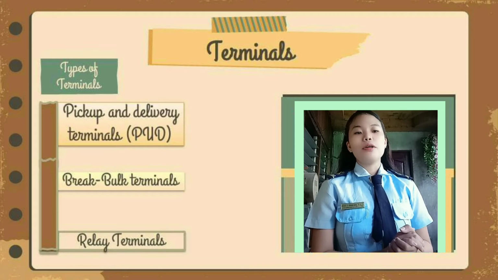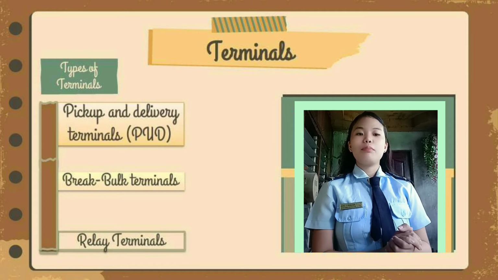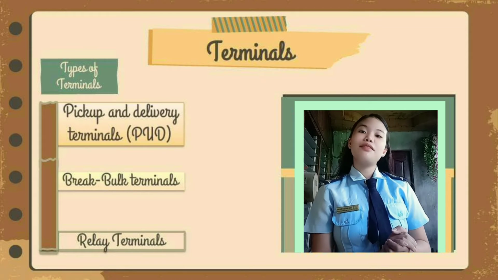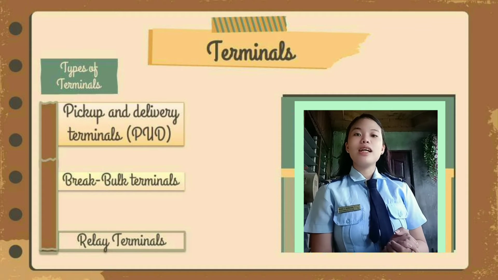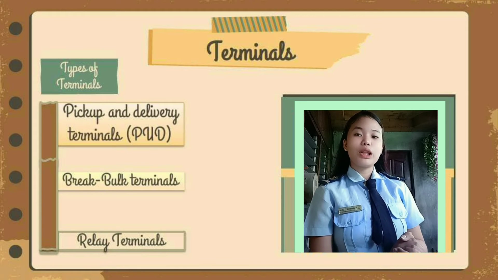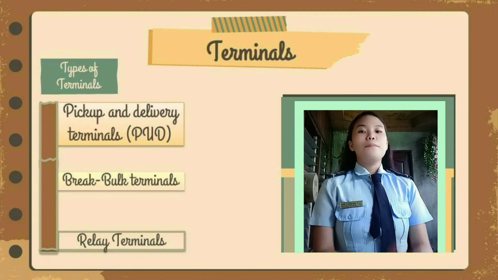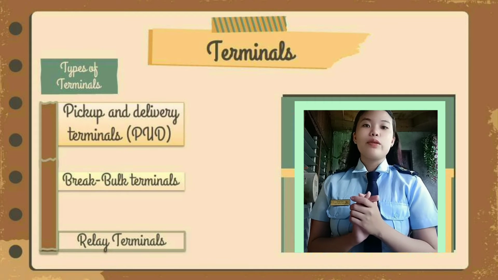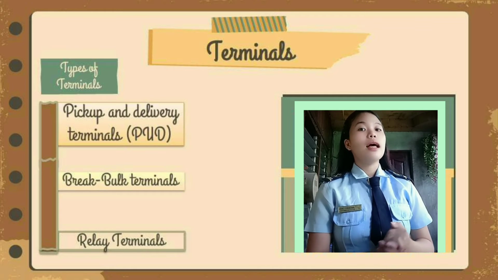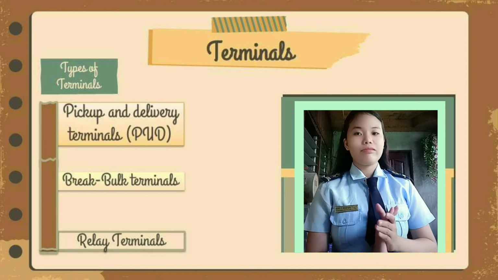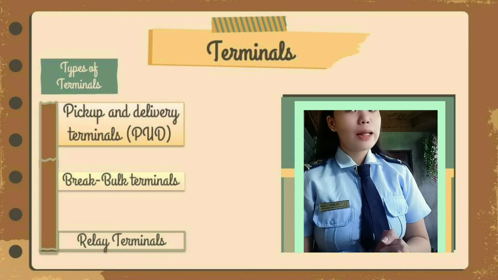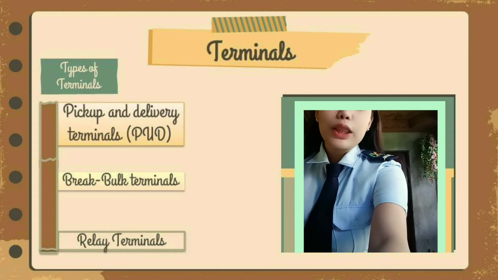Breakbulk's main purpose is to provide an intermediate point where freight with common destinations from the pickup and delivery terminals is combined in a single trailer for movement to the delivering pickup and delivery terminal. Breakbulk facilities also serve as driver domiciles. Line haul drivers might or might not be able to return home after a trip, depending on the length of haul they are assigned. Last one is a relay terminal.